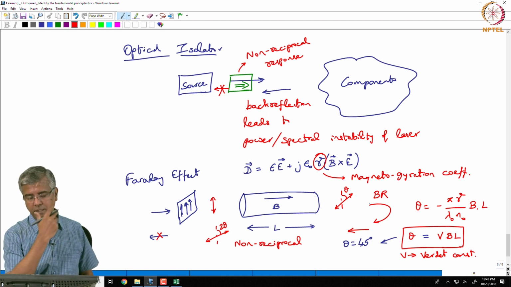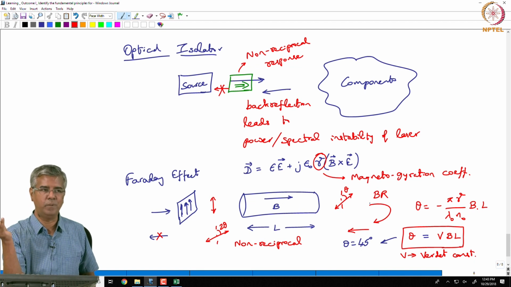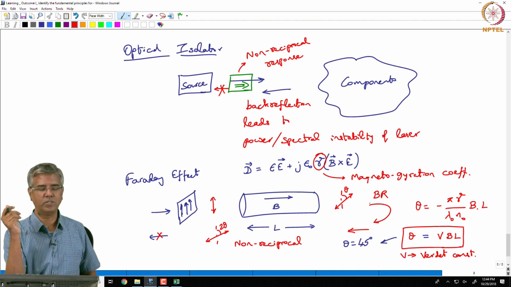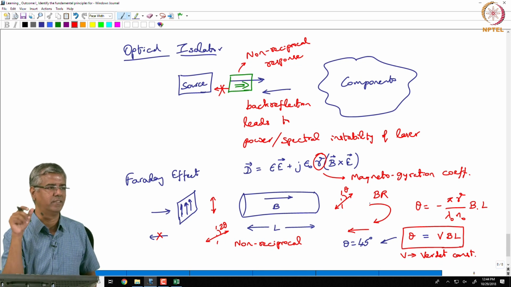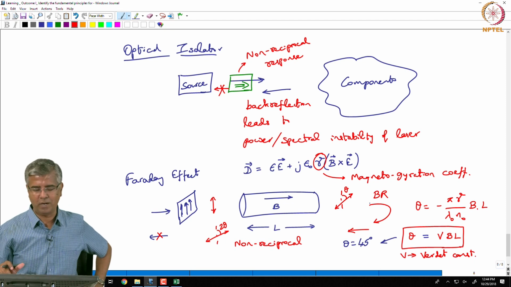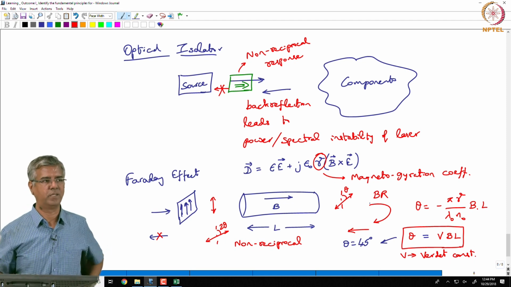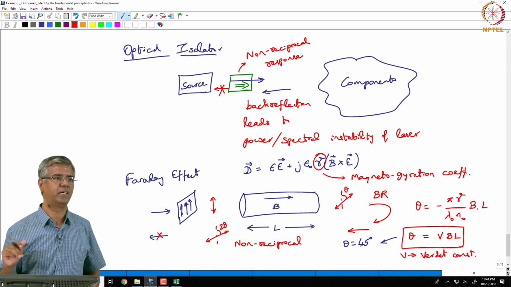So, certain applications require you to have 50 or 60 dB isolation. So, what would you do? You can cascade two of these things, and of course, when you cascade it, you have to be careful that the polarization alignment is taken care of. The second polarizer is aligned at 45 degrees.